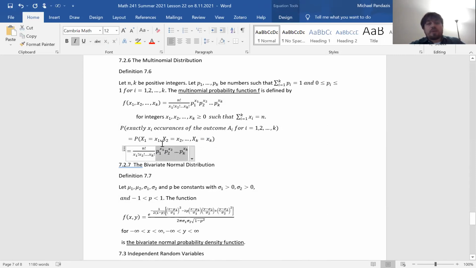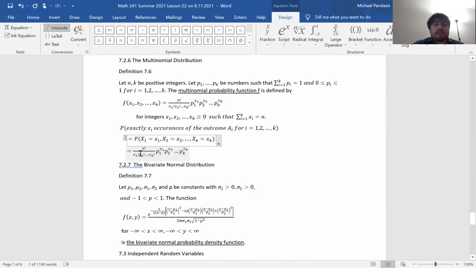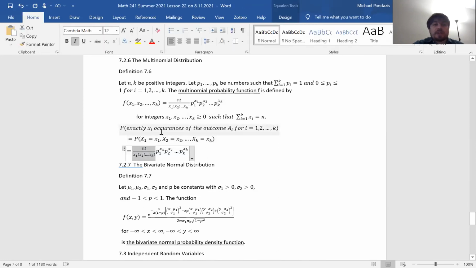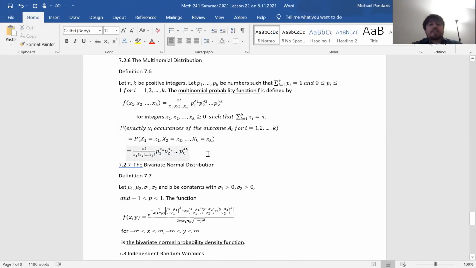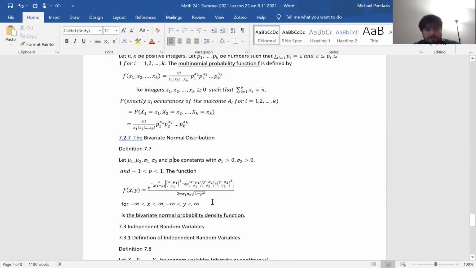But that's only if the order stays the same. You can change the order of these occurrences. And so this quantity is denoting all the arrangements, all the ways to arrange these occurrences of these events. Okay, and so that's why you have n factorial divided by the product of those factorials, because it's all the number of ways of arranging these occurrences, x sub i occurrences of the outcome a sub i. Okay, so that's a probability function. It's called the multinomial probability function.